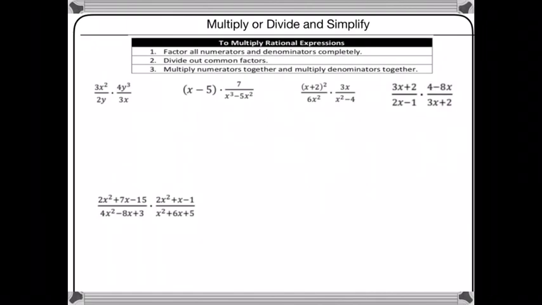So here we go. Okay, here we go with the first one. Kind of factoring out old school style. So what we got to do is that we take each numerator and denominator and factor it the best that we can.